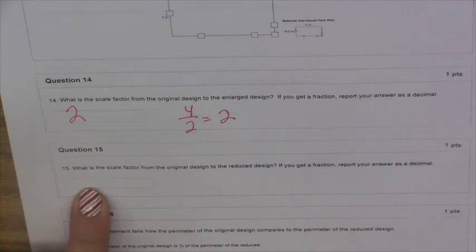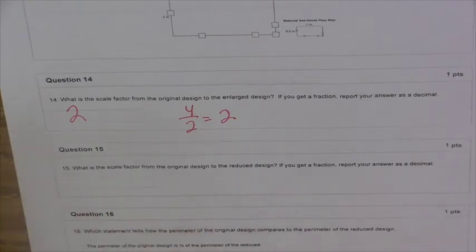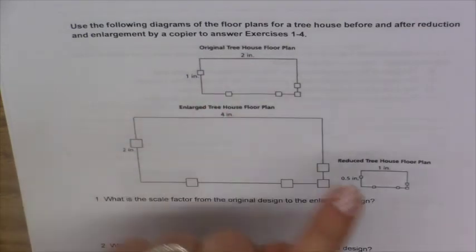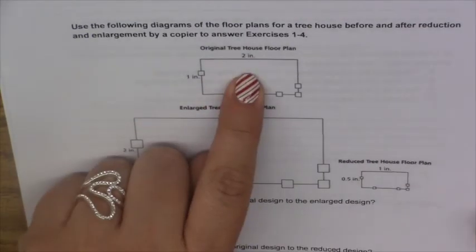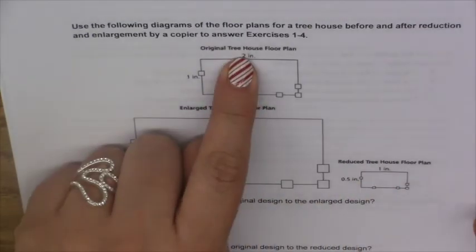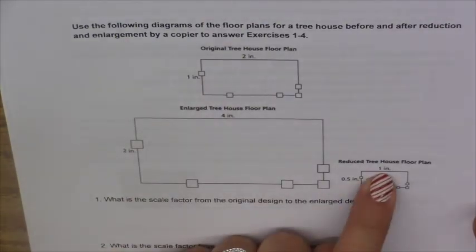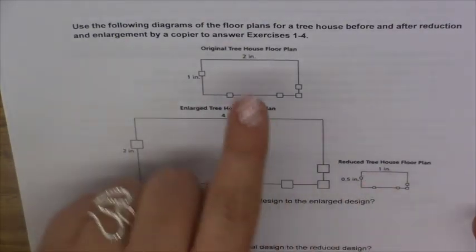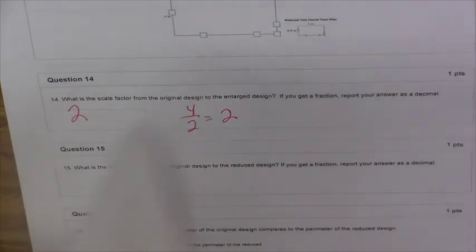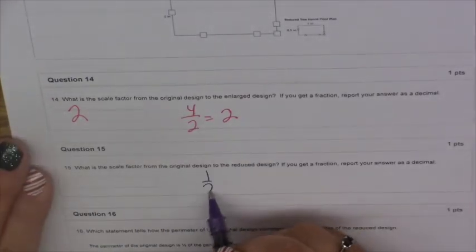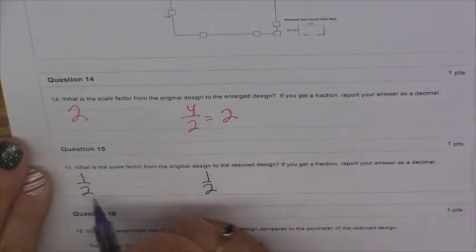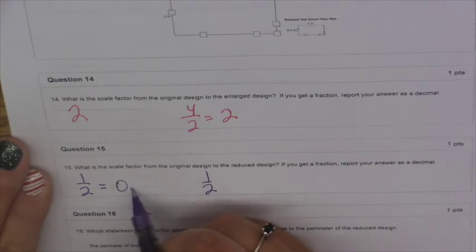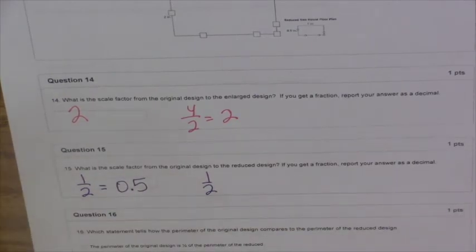Question 15, what is the scale factor from the original design to the reduced design? If you get a fraction, report your answer as a decimal. So we're going from original to reduced. This is our start, this is our finish. So X and Y. So 1 over 2, which we can simply put in as 1/2, but we want a decimal, so 0.5.